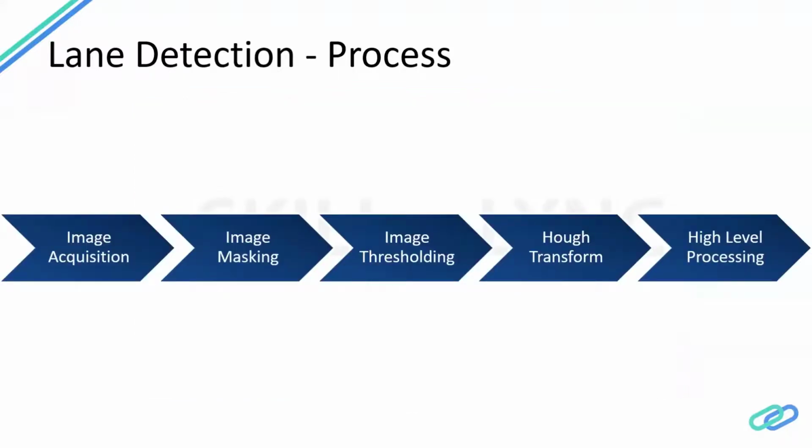The steps would be, and this is one of the methods to do it, there are many other methods to do the same task of lane detection. So we will be discussing one such method. The first step would be to acquire the image, second, mask the image, thresholding followed by Hough transform, and then high level processing of what you would be doing for this particular application.